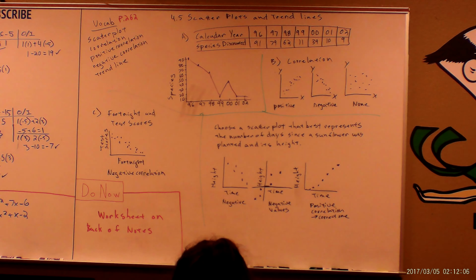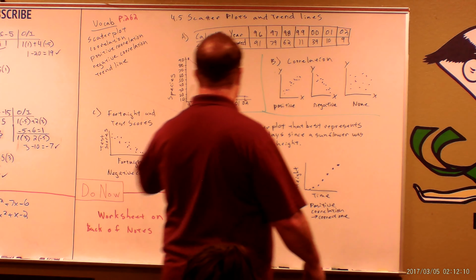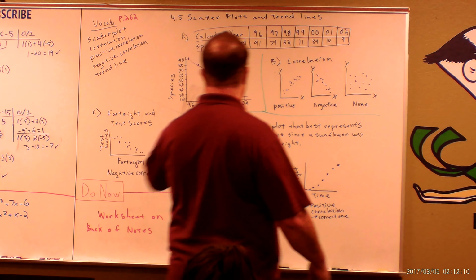Okay, look at the first example. We have two different things, okay? We have calendar years, which are the years: 96, 97, 98, 99, 2000, 2001, 2002. And this data is representing how many species were identified.